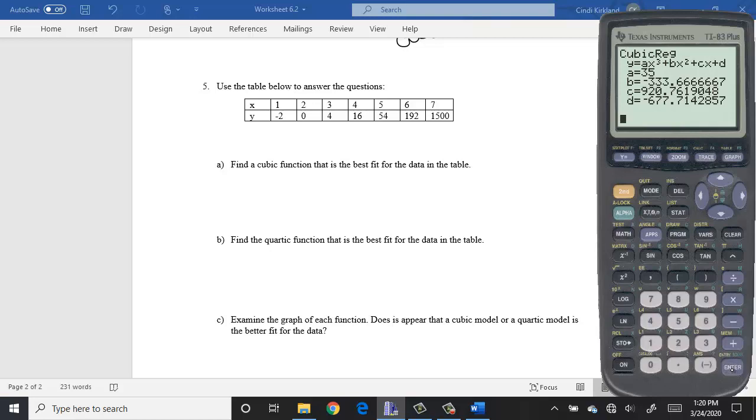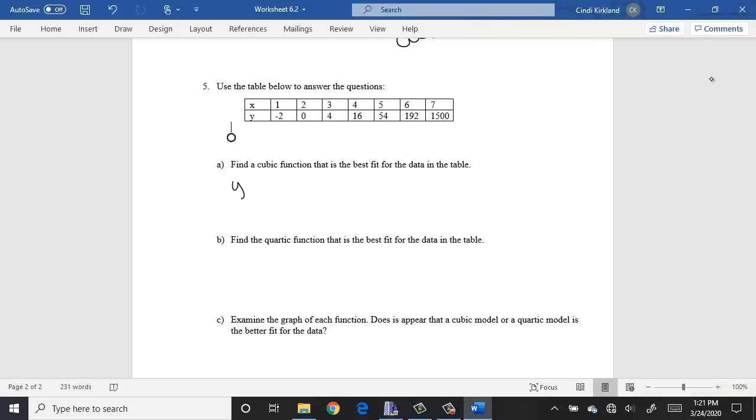We're going to round to 3 decimal places. So A is 35. B would be negative 333.66. That's going to round to a 7. C is 920.76. That is going to round to a 2. And negative 677.714. It gives us our standard function, so our cubic function would be this.